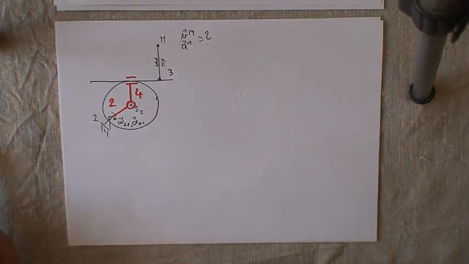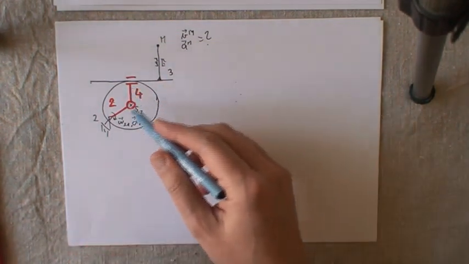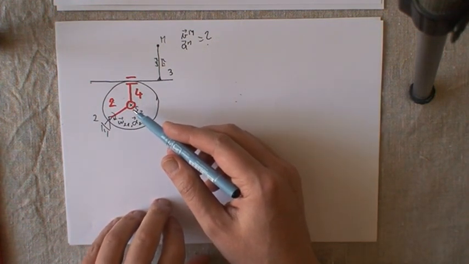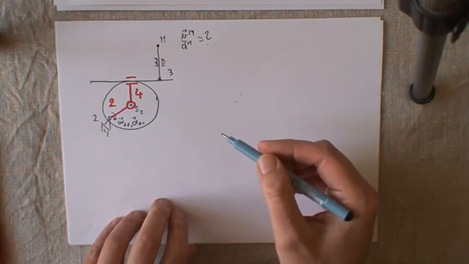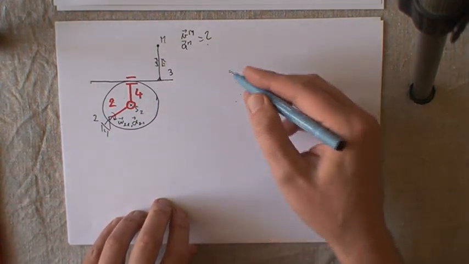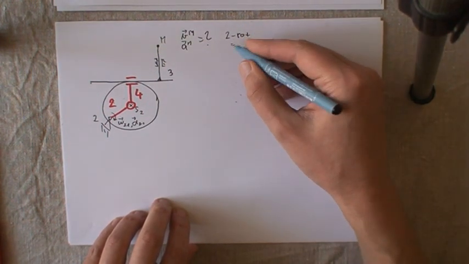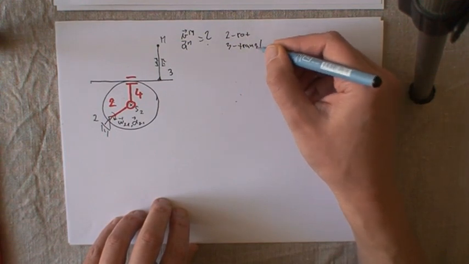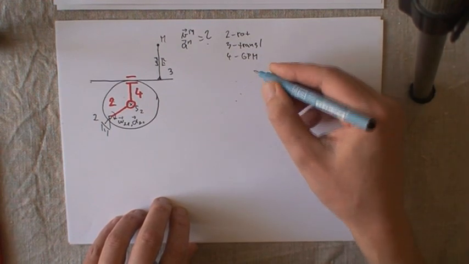Alright, so now all we have to do is to solve this new mechanism, and we will use the Coriolis method. We will use the combined motion. So body number 2 is performing rotation. Body number 3 is performing translation. And body number 4 is performing general planar motion.